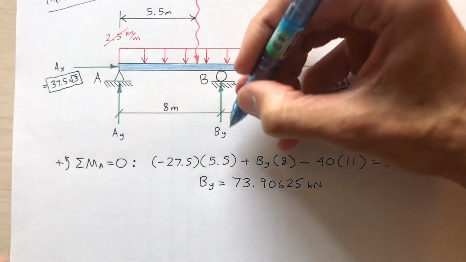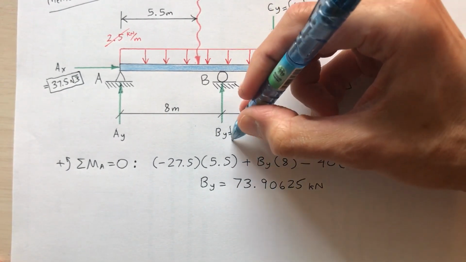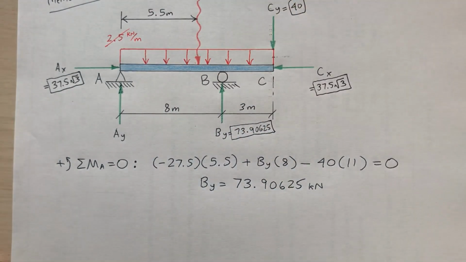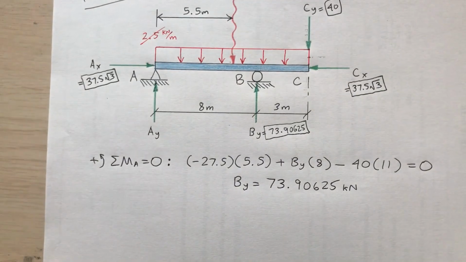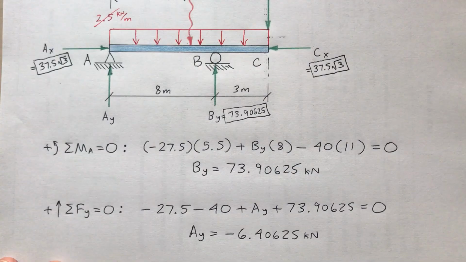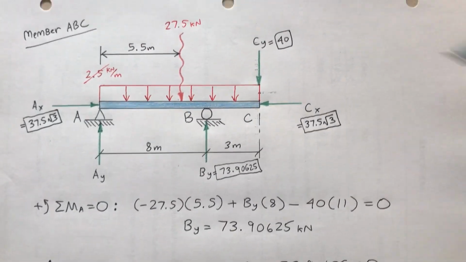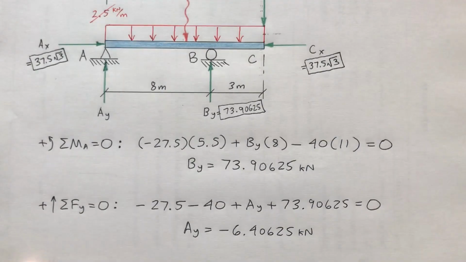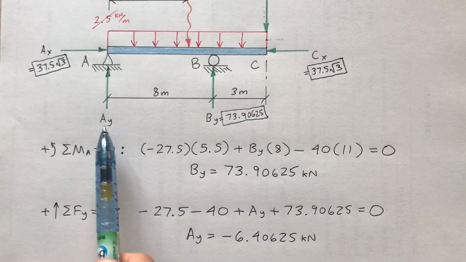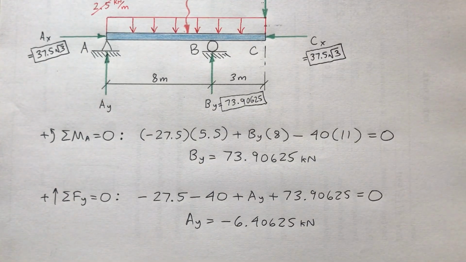73.90625. So write that on here. Okay, that's B sub y. Lastly, I need A sub y. So just take the sum of the forces in the y direction as 0, and that is going to appear like magic in just a second here. And there it is. The sum of the forces in the y direction is 0, 27.5 going down, 40 going down. That's what you see here. A sub y going up, 73.90625 going up. I get A sub y is negative 6.4 approximately.